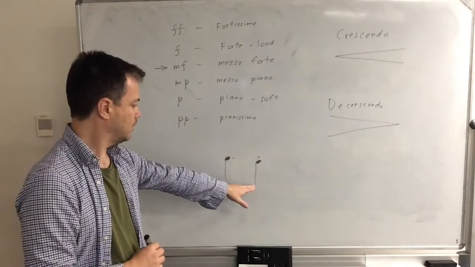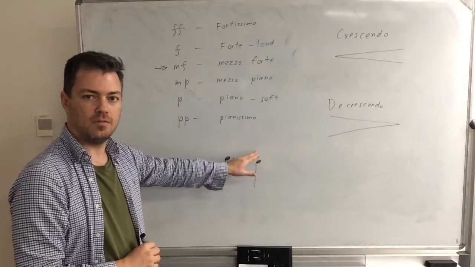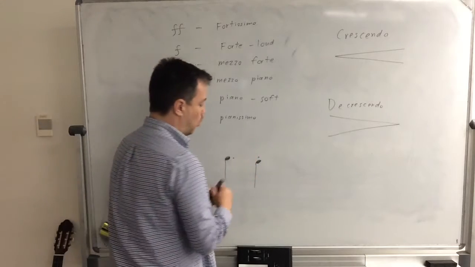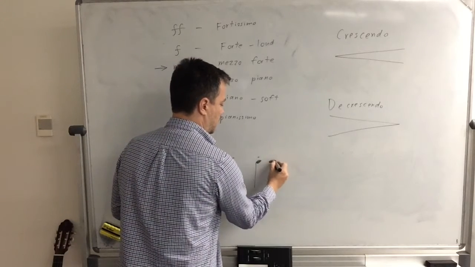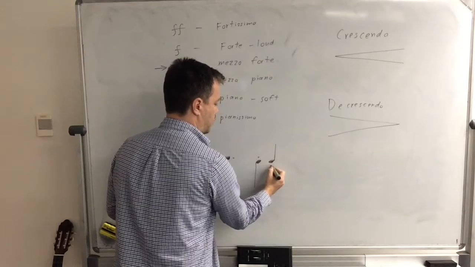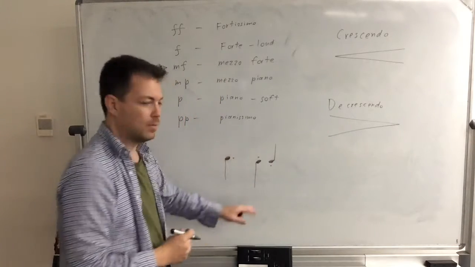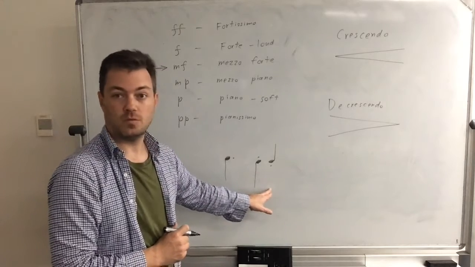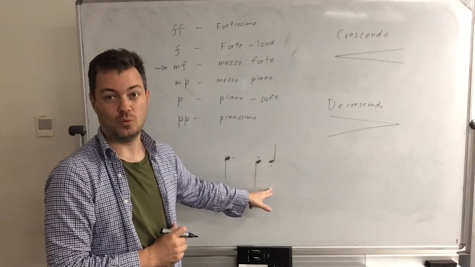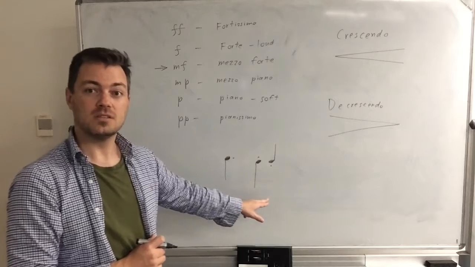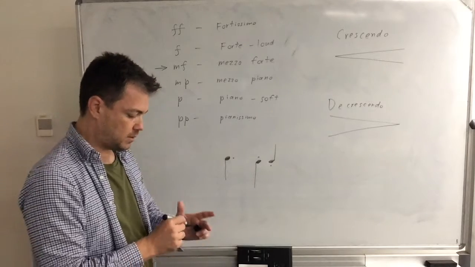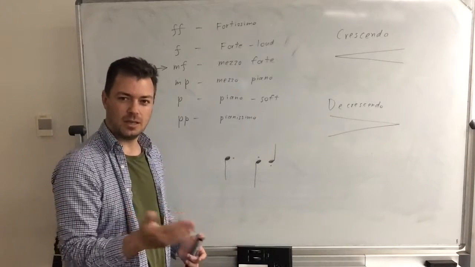So we're going to talk a little bit about this one where the dot is directly above the note, or it can be directly below the note. And then we're going to talk about this one where the dot is next to the note. But this one first, some of you may have seen this. Do you know what this is? It's called staccato, which means short and detached. Basically, it's a short note.